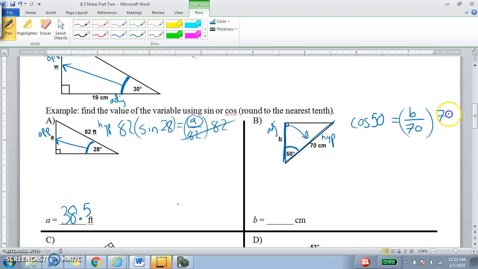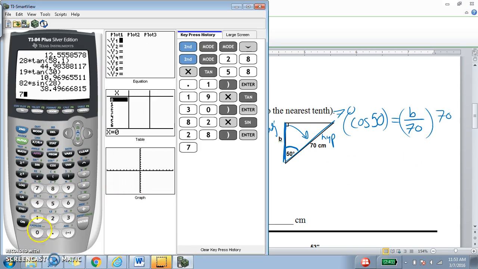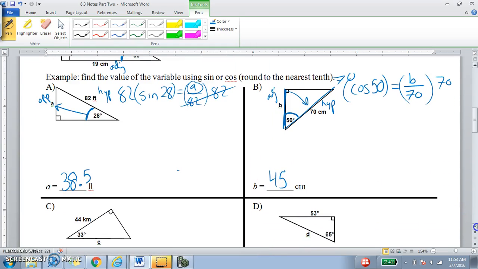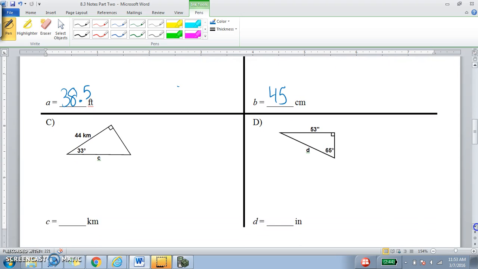So now, just like we've been doing, multiply by 70 on both sides. So 70 times cosine 50 gives me 44.99. So again, that's going to round up all the way to 45 centimeters.